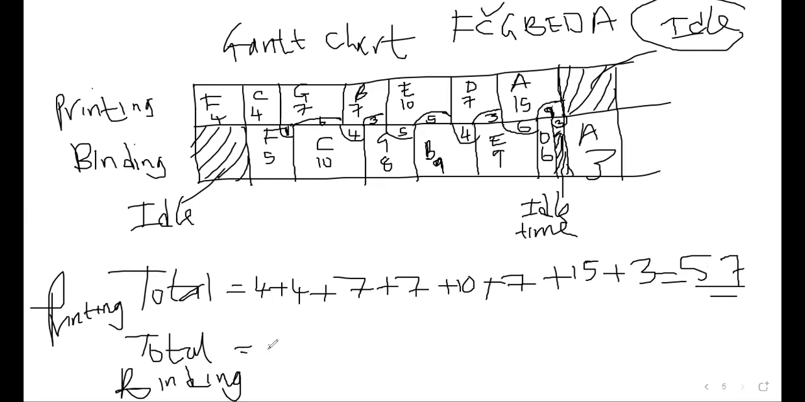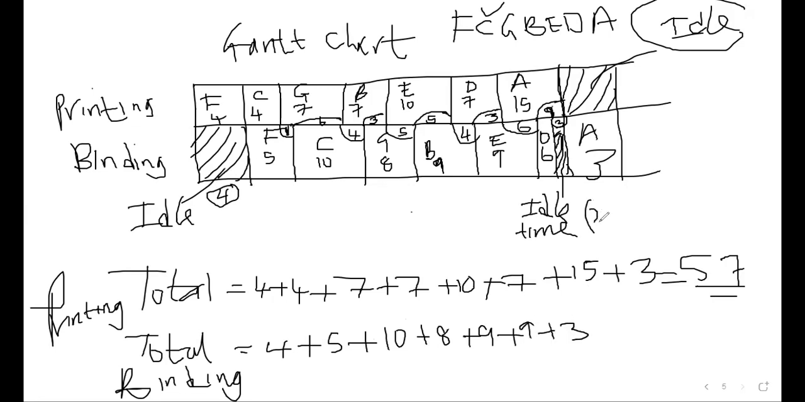There is a 4 here, which is for idle. I started counting because they have come for work already. They are at work. Plus the 5, plus the 10, plus the 8, plus the 9, plus the 9, plus the 3 for idle. Again, plus the 3. So this is giving us 4 plus 5, plus 10, plus 8, plus 9, plus 9, plus 6.